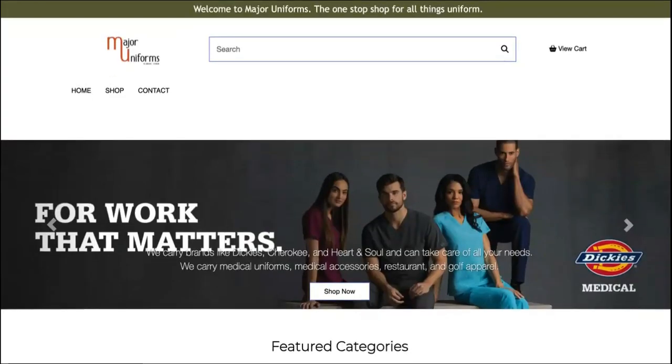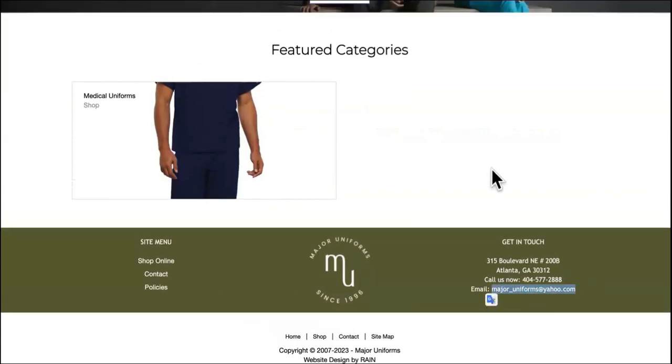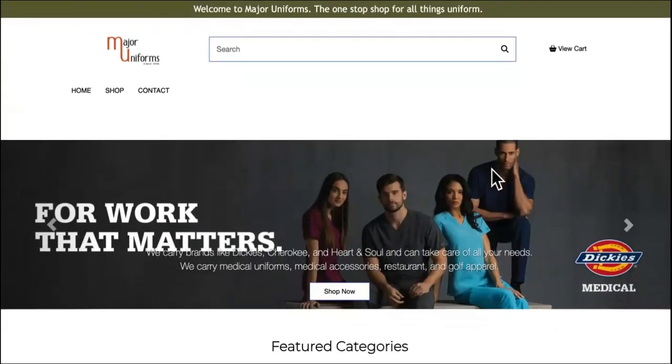So as you can see, here's another one called majoruniforms.net. This one is also in Atlanta, and then we have their Gmail right here. So go with the little ones, right? Because a lot of businesses come through there, right? And look, you're gonna make more money than you ever thought possible.